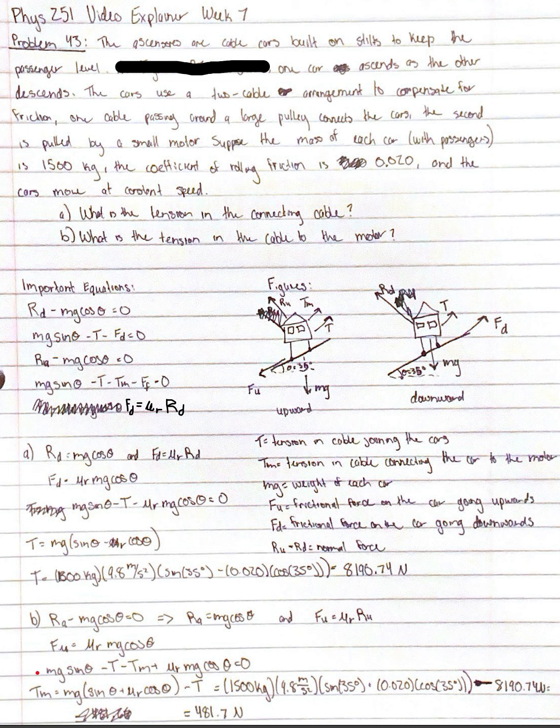When we do that, we get this newly written equation, and then we can solve to isolate the tension Tm, the tension of the cable connecting the car to the motor. When we do that, we get this equation right here. When we plug in everything we know, we solve and get 481.7 newtons.